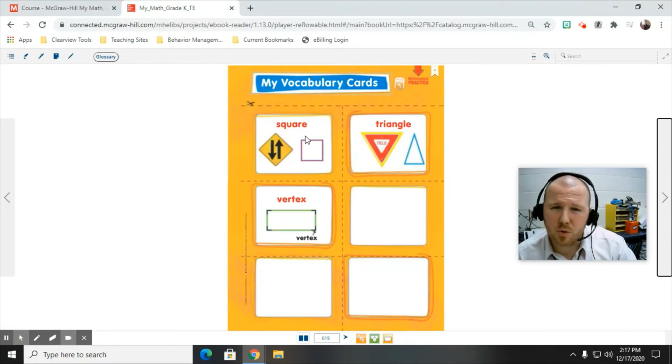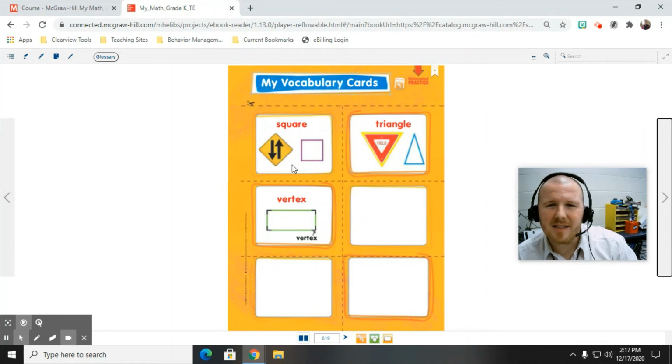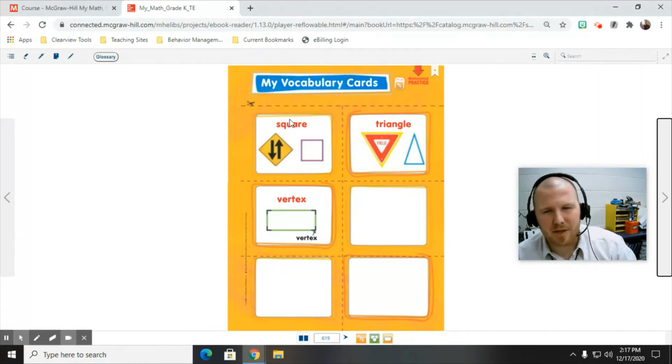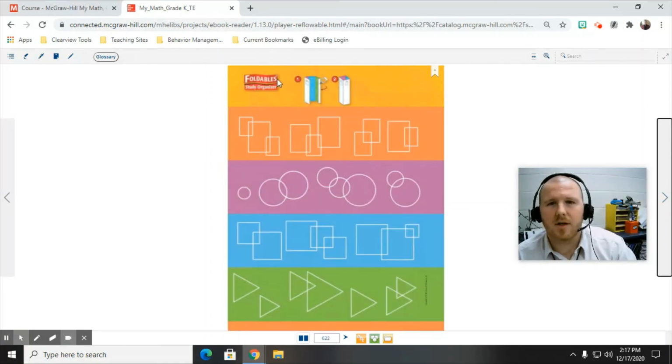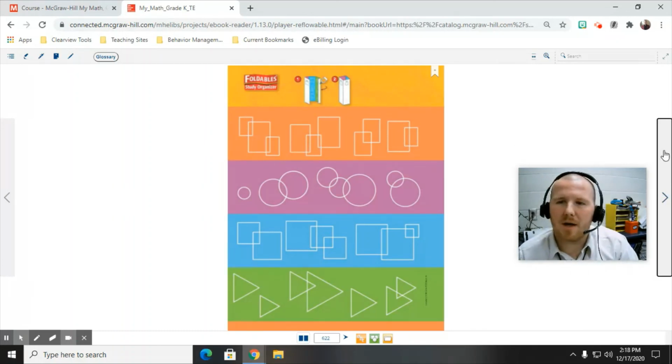Now we have square, and I know what you're thinking. You're like, oh, look, no, that's actually a diamond. Well, no, it's actually a square. We'll talk about that shape and why this is not a diamond. There's also triangle here. Vertex is the pointy side of a shape. These are all important things that we're going to need to know, so keep them handy, keep them nearby. Then you can use this as a foldable, using these shapes and practicing some numbers on there, talking about how many shapes are over here, count them, and then write the number at the bottom, that kind of thing.